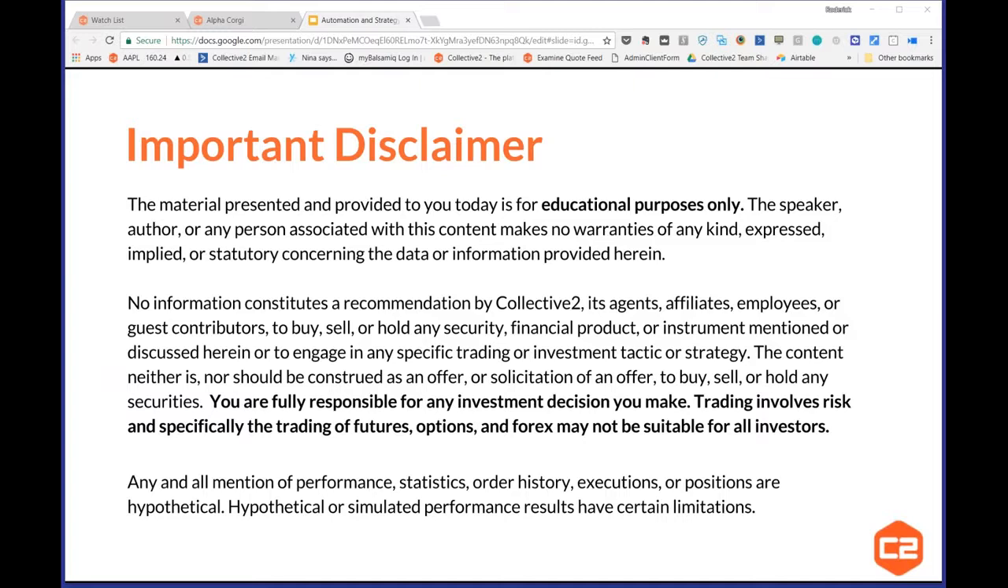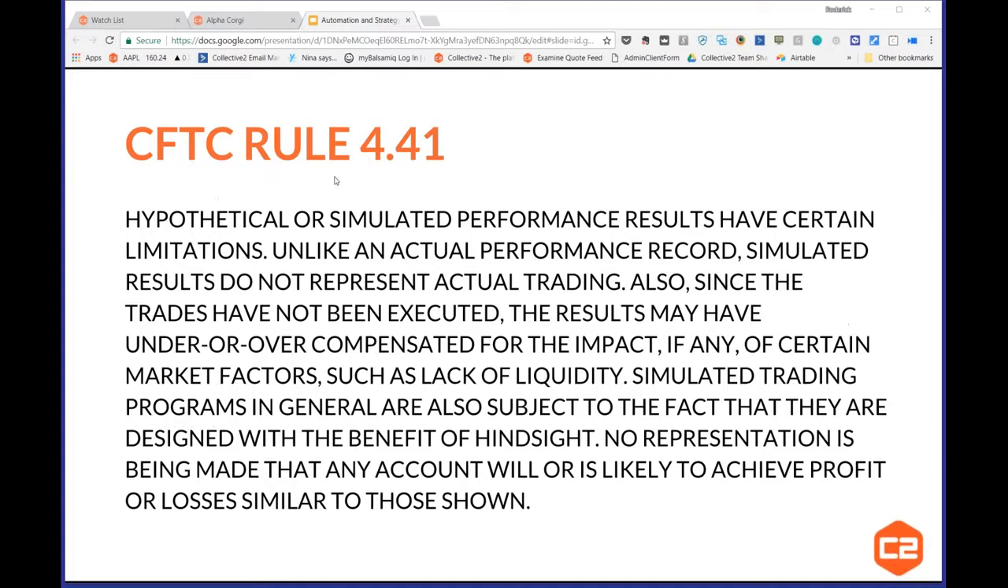So I wanted to start out with an important disclaimer just to remind everybody that the material presented today is for educational purposes only, and that nothing constitutes a recommendation to buy or sell any security. So you're fully responsible for any investment decisions you make. And all mention of hypothetical performance, statistics, order history, execution positions are hypothetical. Hypothetical or simulated performance results do have certain limitations. Then you probably also saw up there on the Futures.io, I'm not going to read the entire CFTC rule 4.41, but just be aware of some of the limitations of hypothetical performance.